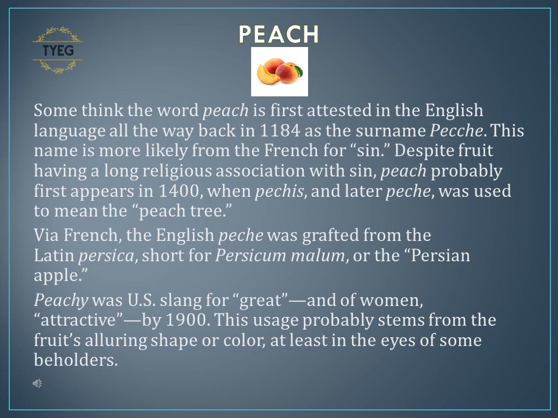Peachy was U.S. slang for great and, of women, attractive by 1900. This usage probably stems from the fruit's alluring shape or color, at least in the eyes of some beholders.